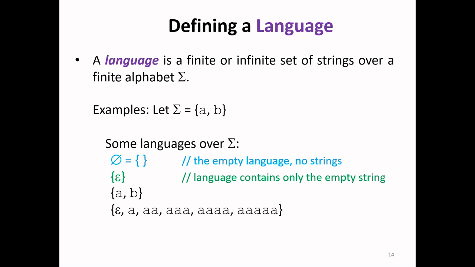And the last language consists of strings including epsilon, 1 A, 2 A's, 3 A's, 4 A's, 5 A's. That is, at most 5 A's in this particular language.